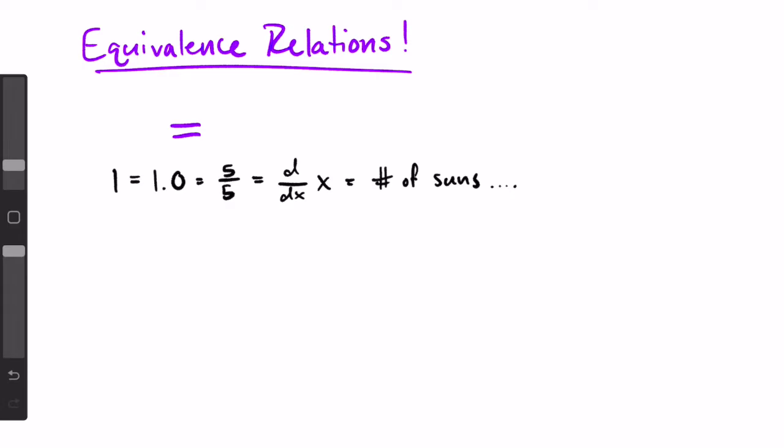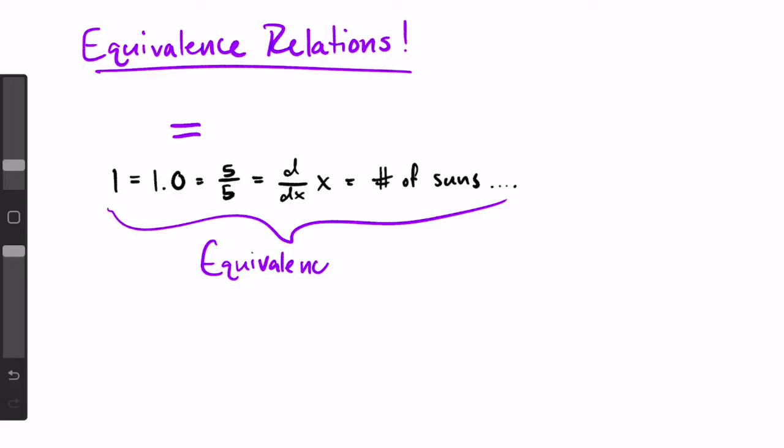We say that all these different ways of expressing one are in the same equivalence class, which we write like this: the equivalence class of everything equal to the number 1 by the equivalence relation equals, or [1] sub equals. But equals isn't the only equivalence relation. In fact, instead of equals, we could use any relation R that satisfies the following three conditions.